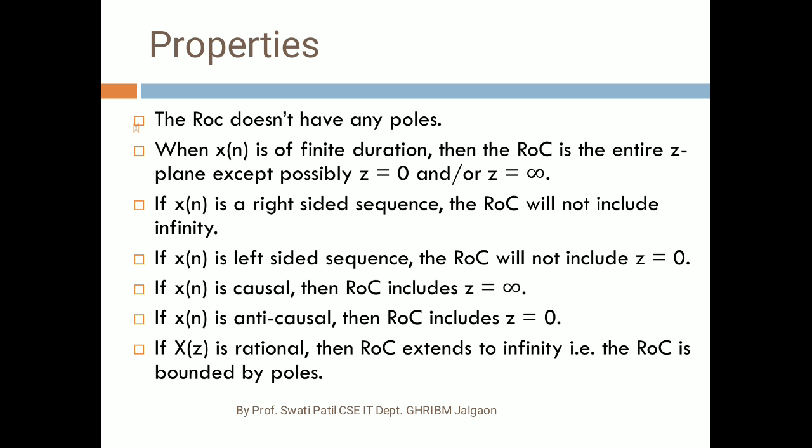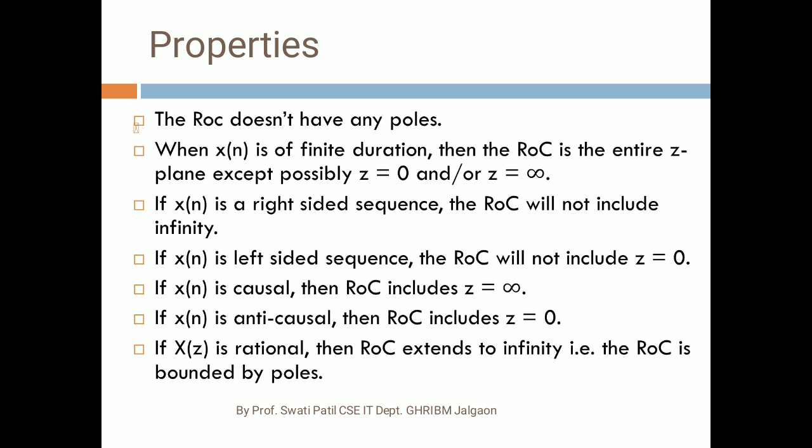Now there are some properties of region of convergence. The ROC does not have any poles. ROC is nothing but region of convergence. That region of convergence does not have any poles. When x(n), that is the given signal, is of finite duration, then the region of convergence is the entire z plane except possibly z equal to 0 and or z equal to infinity.